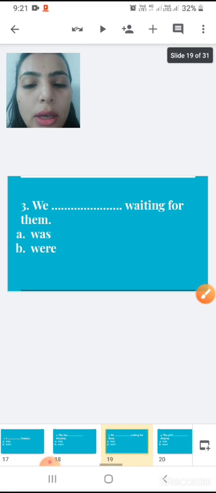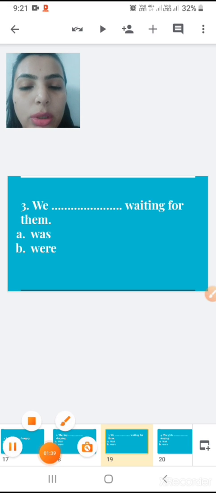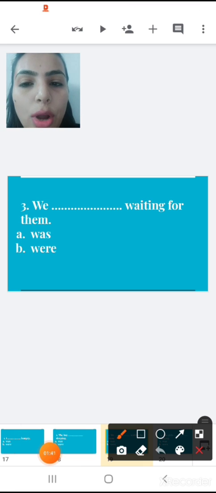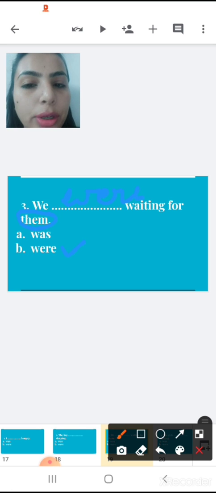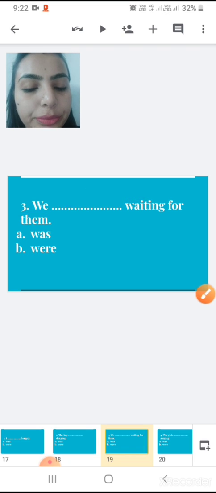Next is: we dash waiting for them. Here again "we" is used for plural. They are for so many people, and "them" is also used for the plural. So for the plurals what do we use? We use "were". So, we were waiting for them.